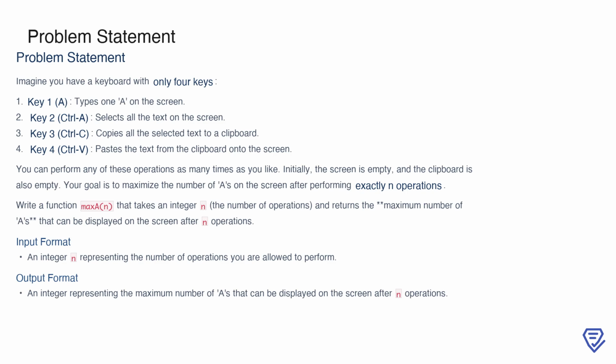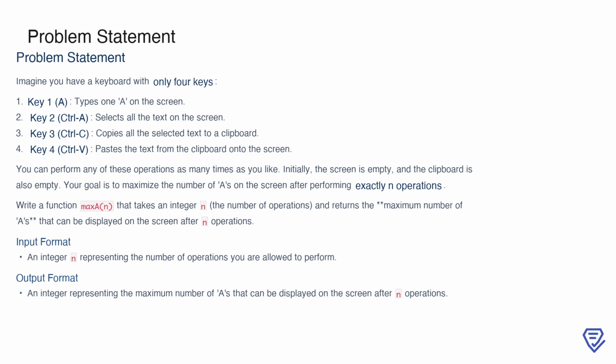The first key, A, simply types the letter A on the screen. The second key, Control A, selects all the text currently on the screen. The third key, Control C, copies the selected text to a clipboard, which can store the copied content temporarily. Finally, the fourth key, Control V, pastes the content from the clipboard onto the screen.